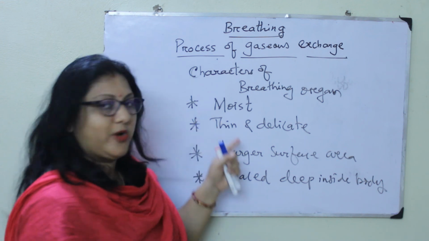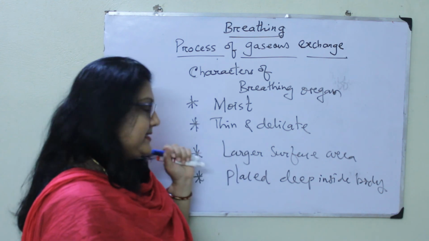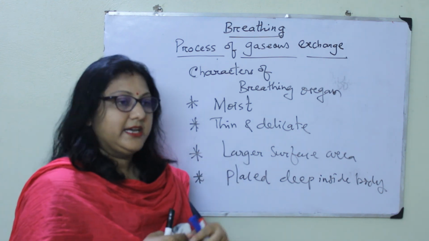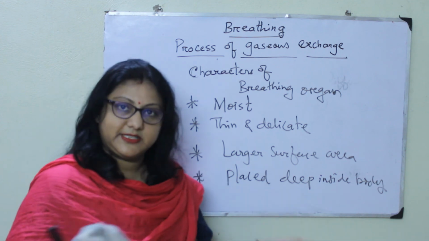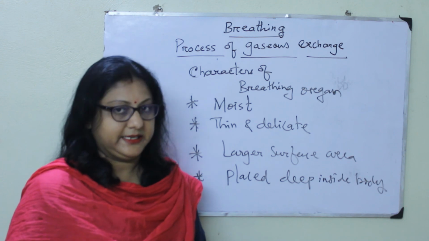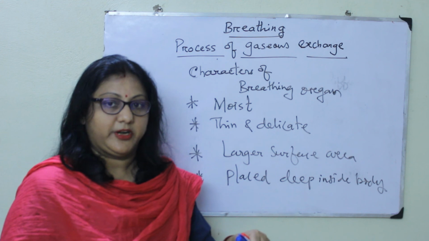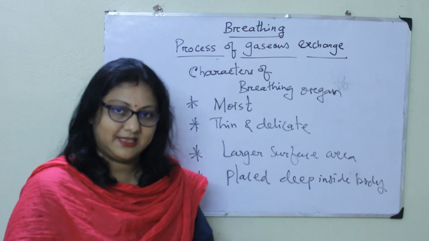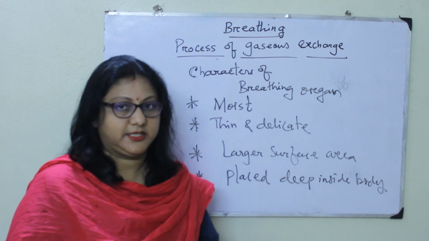So the first one is moist, that will help the exchange of gases. Second is thin and delicate, so that the diffusion process is faster. Third is larger surface area. We know that when the surface area is large, diffusion is always easier. And the last one is placed deep inside the body, providing protection, as it is thin and delicate, so it should not be harmed by the external environment.